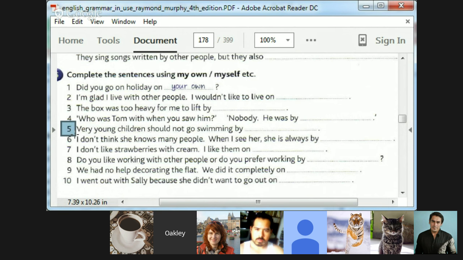Okay, Daniel, number 5. Very young children should not go swimming by themselves. Very good, and very good job using the plural themselves with the V. Okay, plural reflexives use a V: themselves, yourselves, ourselves, if it's more than one. Good job.